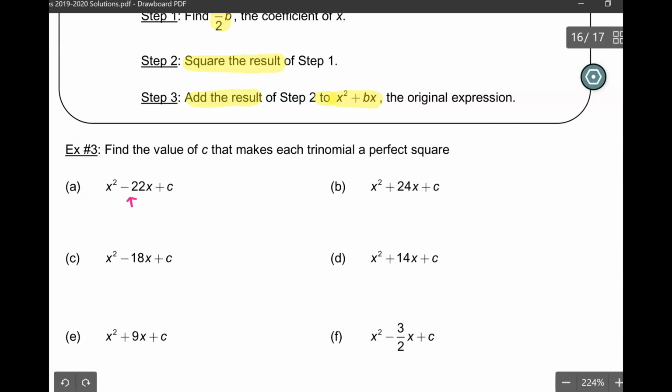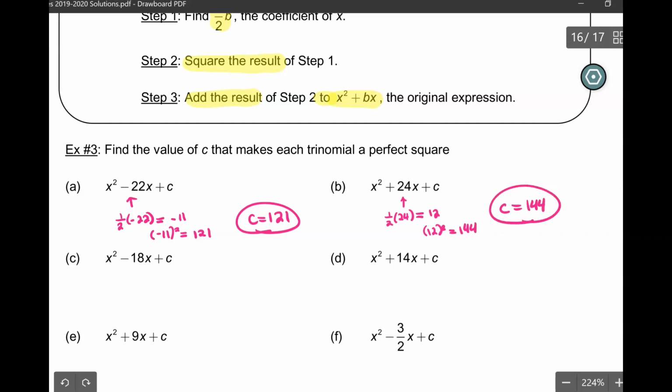So again, b is -22. If I take half of -22, that would be -11. And then if I square -11, I get 121. So c would have to be 121. Next, I'm going to take half of 24. That's 12. And then I'm going to take that and square it. And I get 144. So c is 144.